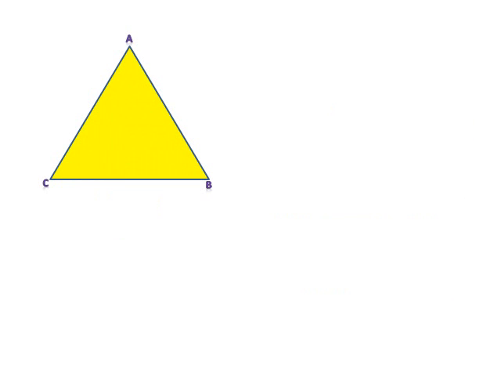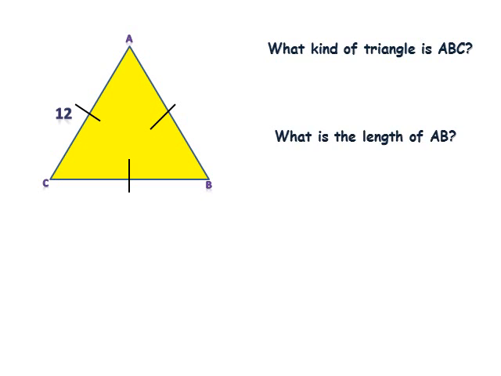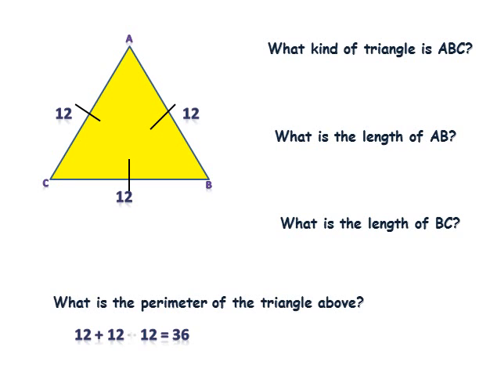Alright, so let's try this triangle. We have this triangle ABC again, and that is 12. And there you go, that notation again, which means all sides are equal. So if all sides are equal, what kind of triangle is ABC? Because all sides are equal, it is an equilateral triangle. If AC is 12 units, what is the length of AB? Since all sides are equal, AB should also be 12. And what is the length of BC? That's also 12 because they're all equal.